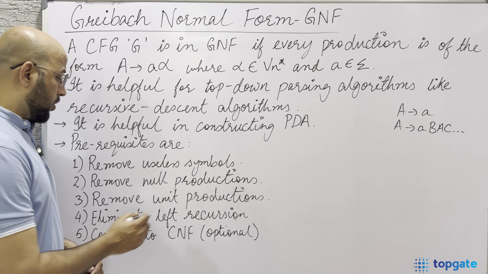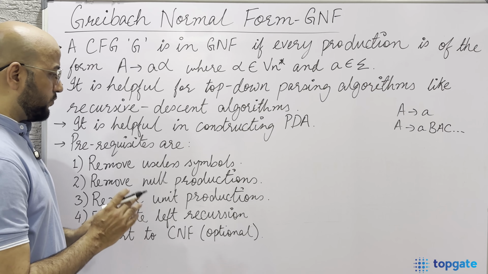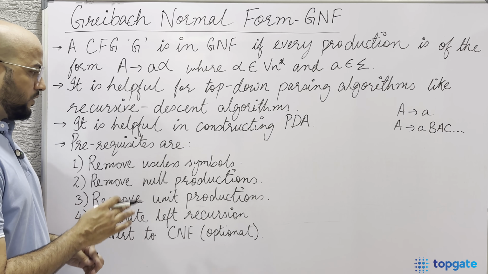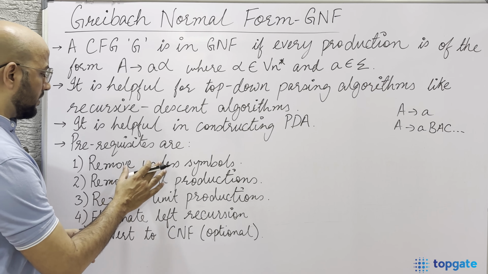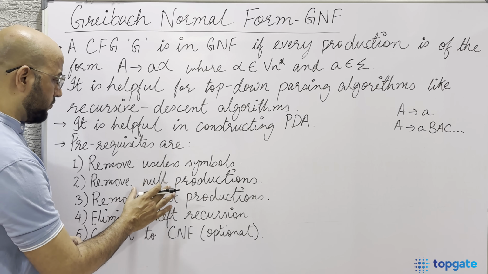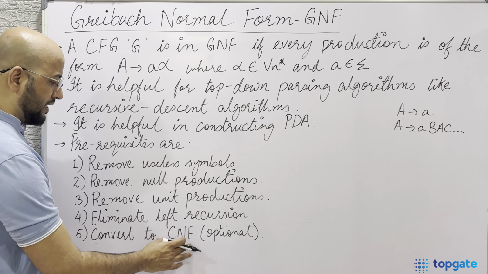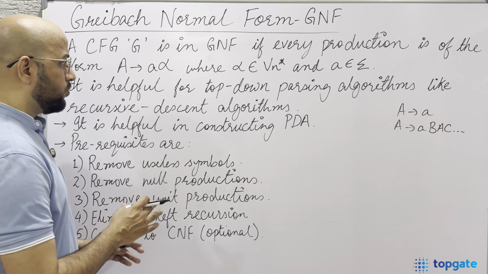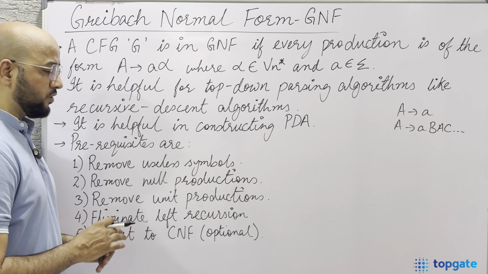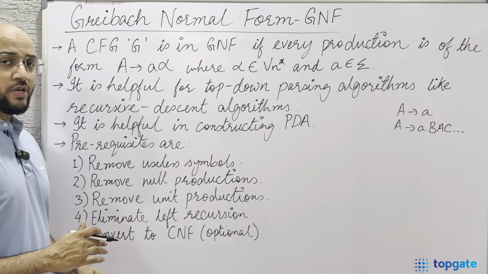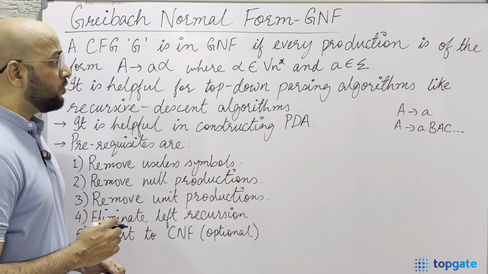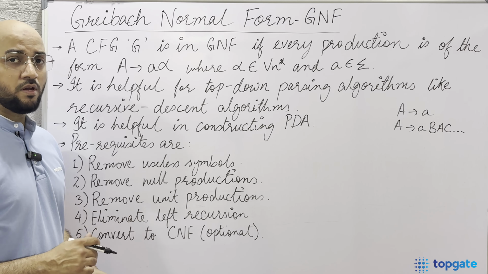Clear? And for all these steps, I have already made the videos. So if you haven't watched those videos yet, just go to those videos, watch it once. How do we remove the useless symbols? How do we remove the null productions, unit productions, left recursion? How do we convert to CNF, so that it would be easier for you to convert a context-free grammar into a GNF.